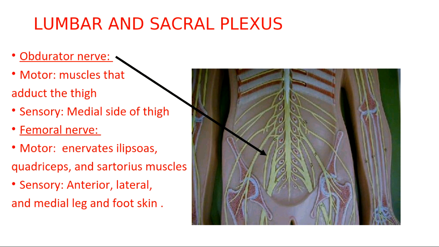Sacral plexus, obturator nerve serves all of the adductor muscles, the inner thigh muscles, is this one right here. And femoral nerve is huge, and that one is going to serve the anterior and lateral aspect of the thigh, the muscles like the quadriceps muscles, iliopsoas, sartorius.